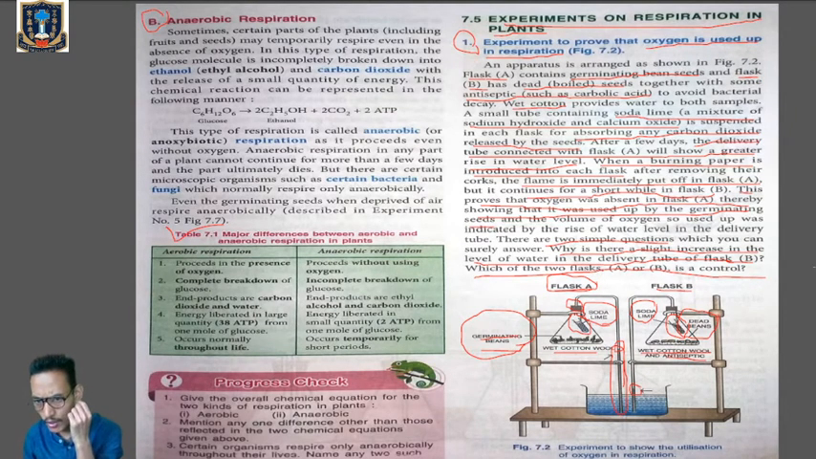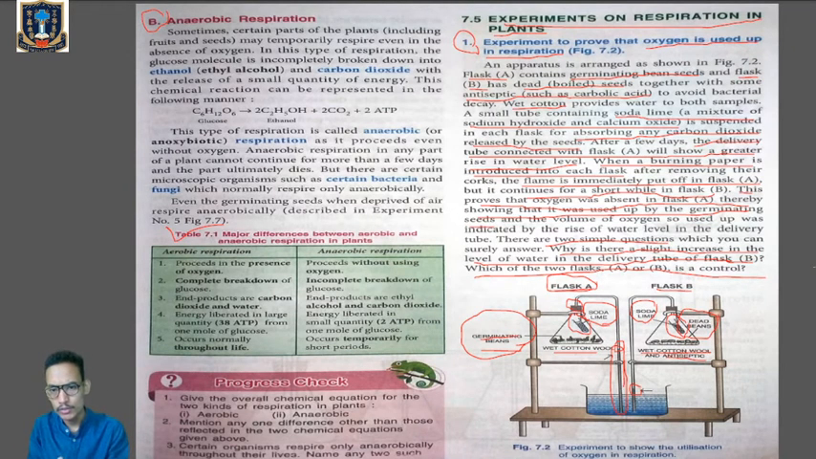Then we will introduce the burning paper into flasks A and B by removing the cork which has covered the flask. In flask A, that burning paper will be put off. Clear? It will not burn. As soon as we introduce it into flask A, it will be put off. But in flask B, it will continue to burn for a short period of time. Now this will prove that in flask A there was no oxygen. Oxygen was used up by the seeds for the process of respiration. But in flask B, since there are dead seeds, there was no respiration, and oxygen was present over there.